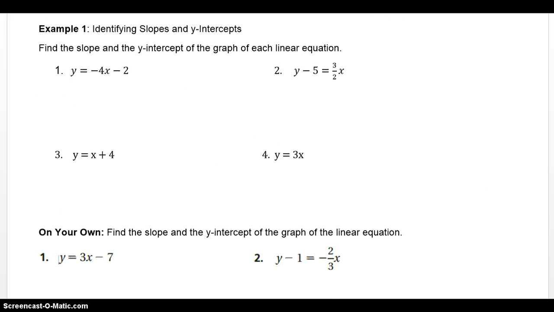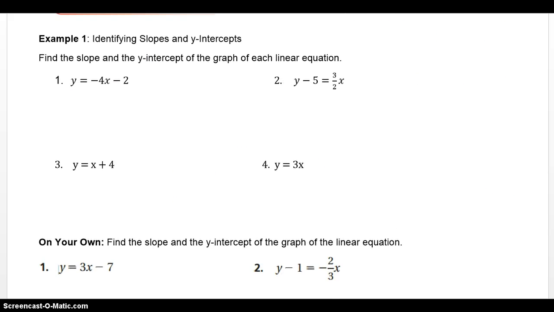Scrolling down, and let's look at example 1. So when we try to identify the slope and the y-intercept, I want you to take a minute and write down the equation y equals mx plus b. We're going to write that a lot. So we need to look at the equation that we have in number 1, y equals negative 4x minus 2, and look at the y equals mx plus b. So maybe right above it, write down y equals mx plus b.